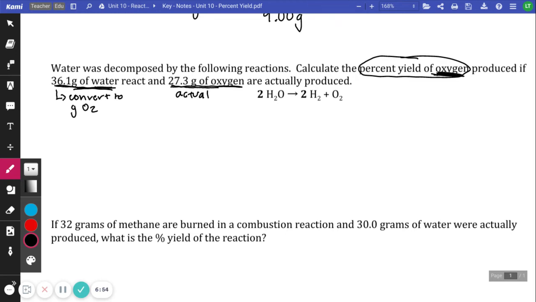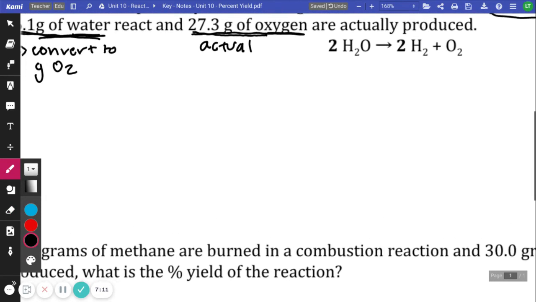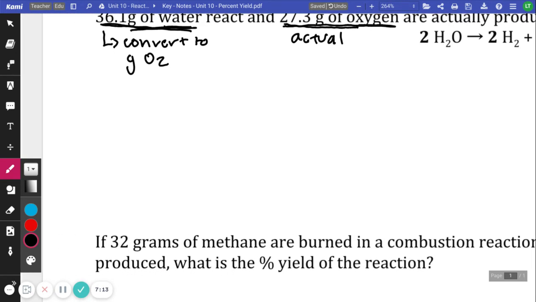That's water, so those don't match. And also, water is a reactant. So that's something we start with, not something we produce. It has to be one of the products in order to be a percent yield. So we're going to start by converting that 36.1 grams of water into grams of oxygen.